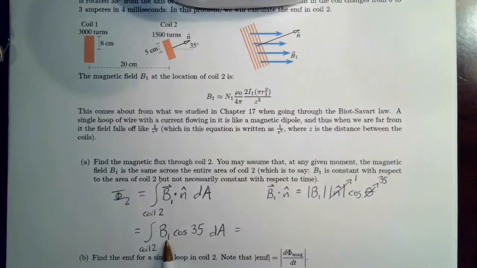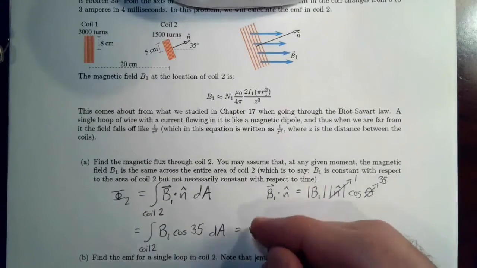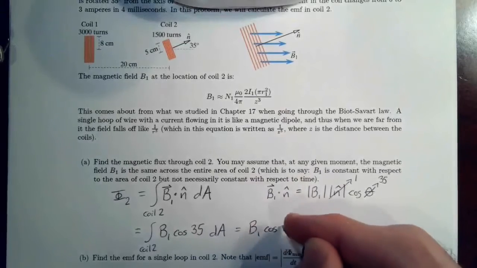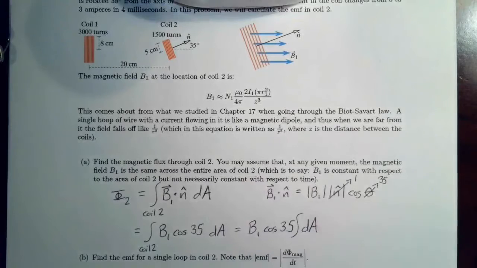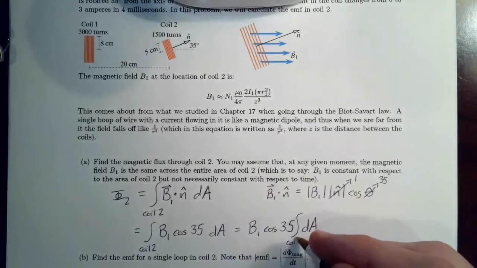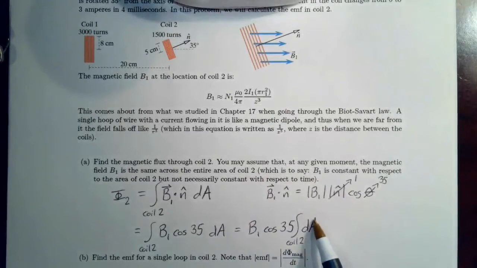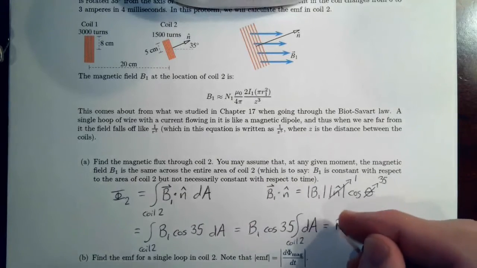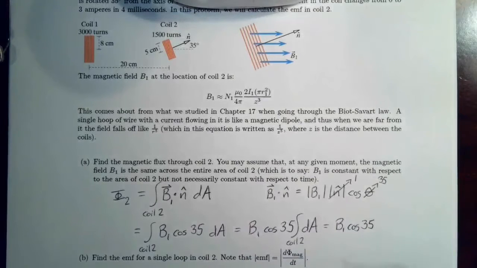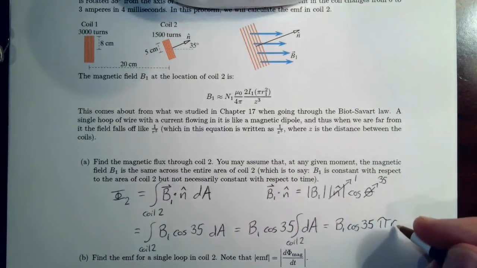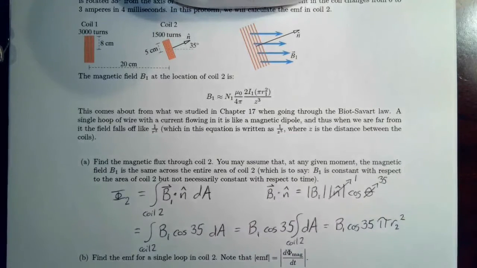And so since this is a constant, I can pull it out of the integral. Cosine 35 is just a number, so I'll pull that out of the integral too. What I'm left with is the integral of dA over coil 2. Well, the integral of a lot of small areas over the entire area of coil 2 is just going to give me the area of coil 2. So this is B1 cosine 35, and the area of coil 2 is pi r2 squared.